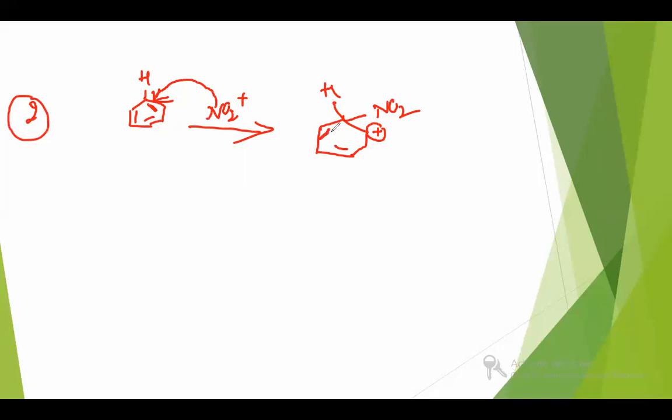After that, what will happen? Here is a double bond, and here is a double bond. I'll change the color: this double bond shifts here, and we get a positive charge. Then this double bond shifts here, and we get the positive charge again. It comes again to here, sp3 hybridized, and then the delocalization will stop.